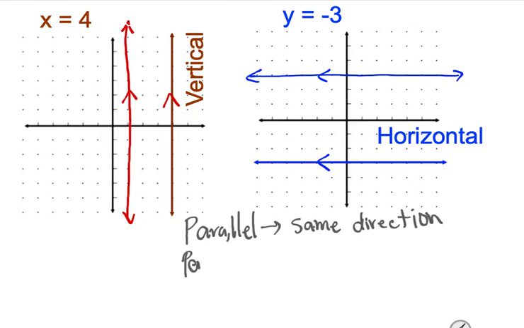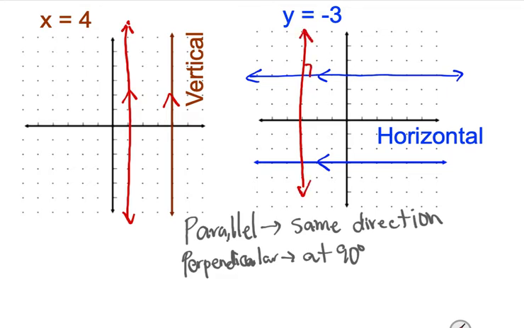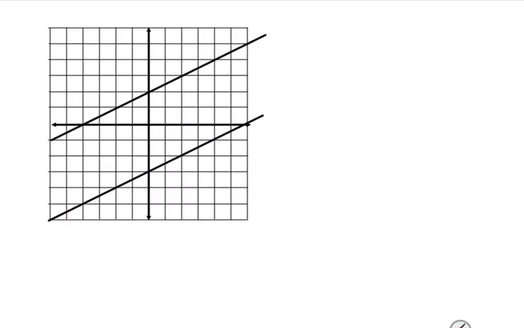Perpendicular means that they are at 90 degrees with each other. So if I were to draw a vertical and a horizontal line on the same graph, then they would form a right angle. That means perpendicular. So vertical lines and horizontal lines are perpendicular.